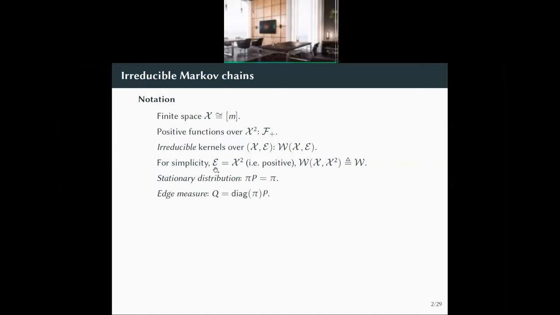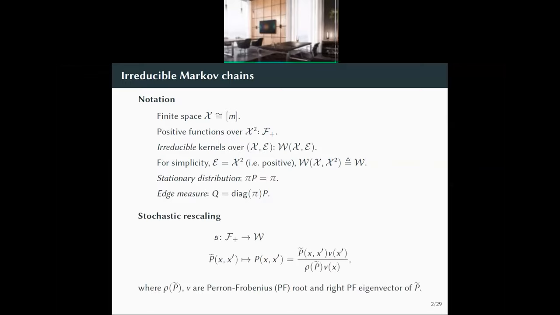And for simplicity, we'll often take E to be equal to the whole X squared. That means we'll consider positive kernels, but most of the arguments will still be valid in the irreducible case. I might sometimes say irreducible instead of positive, and vice versa. So mostly we'll work with W. Our stationary distribution, which is going to be unique in our case from irreducibility, will be denoted by pi, and the edge measure, which is the distribution of stationary pairs, will be denoted by Q here.